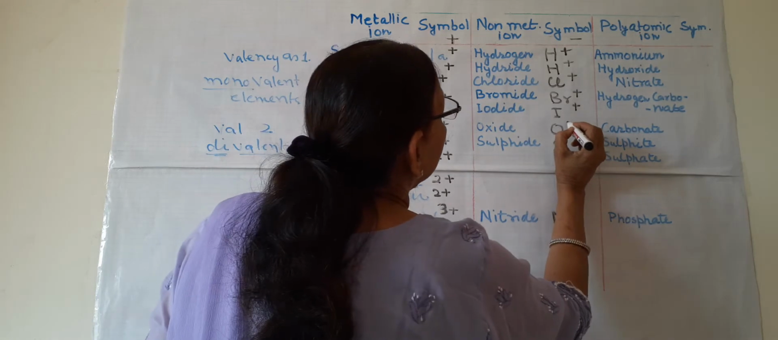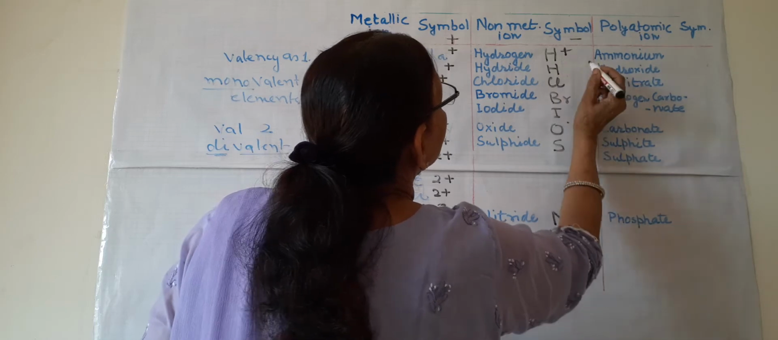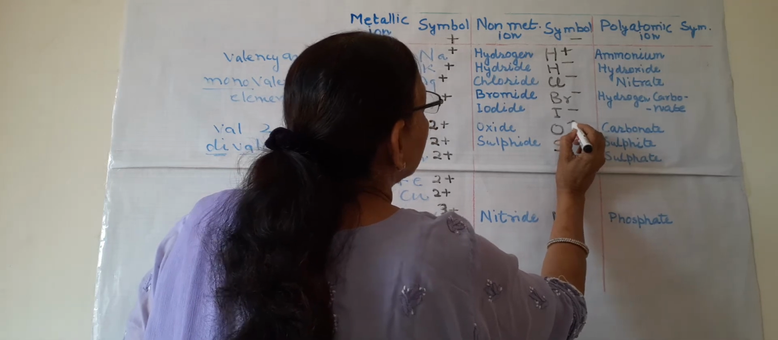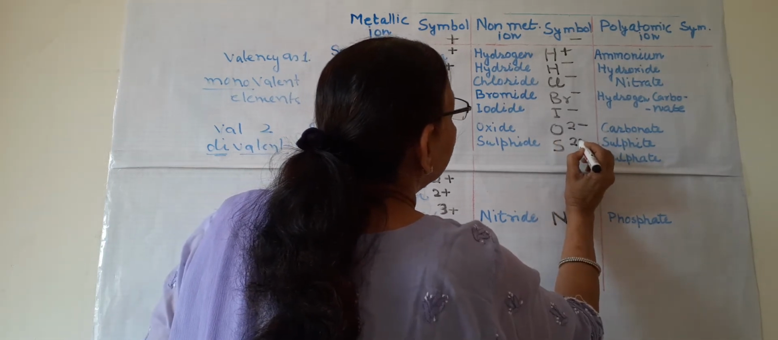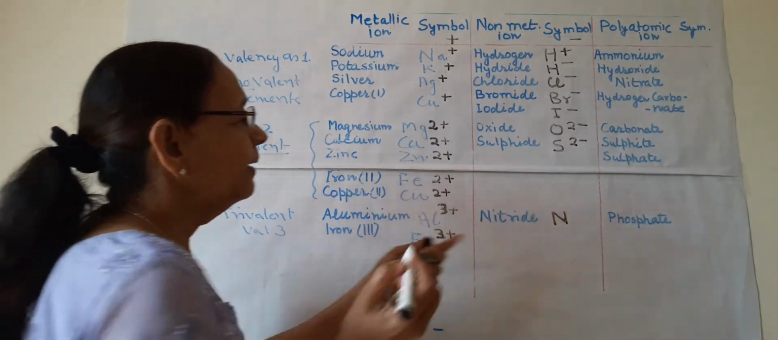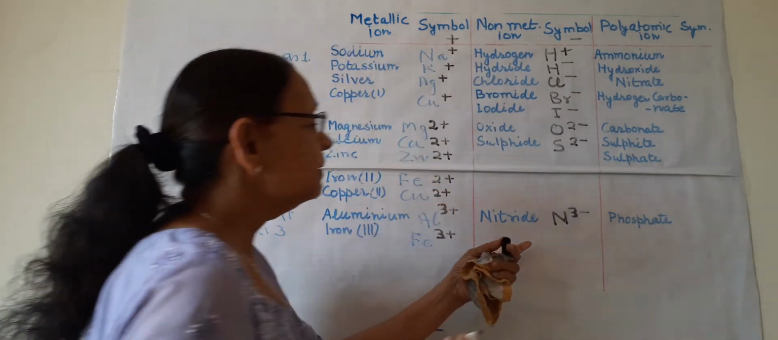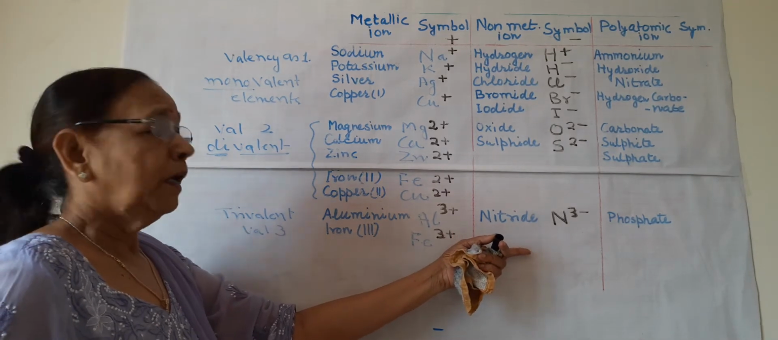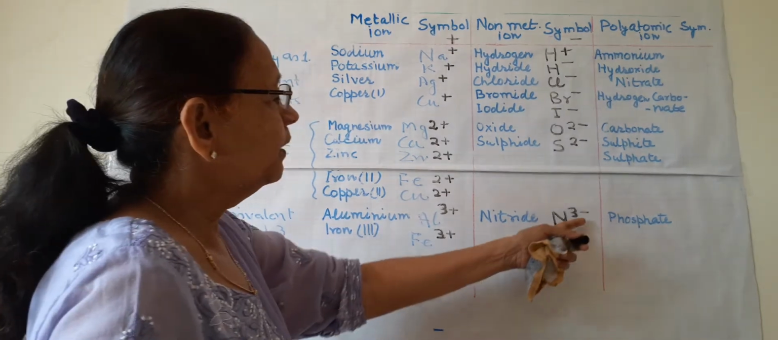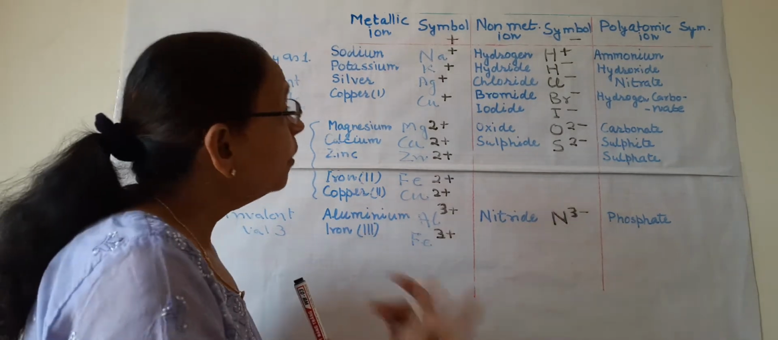And this oxide, oh sorry, these all are minus. So all these are minus. This oxide is 2 minus, sulfide is 2 minus. Both of them are divalent or bivalent. And nitride is 3 minus. It has a trivalent valency, and it is a non-metal formed of nitrogen, so it is 3 minus. So these are the valencies of non-metals.